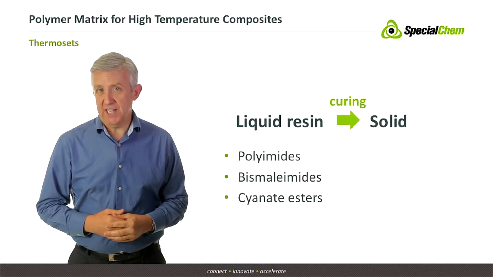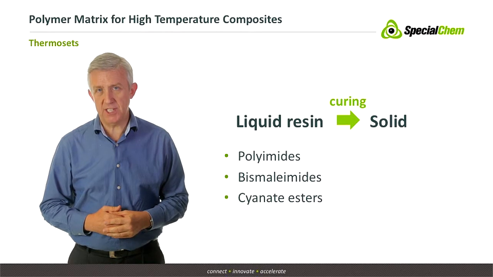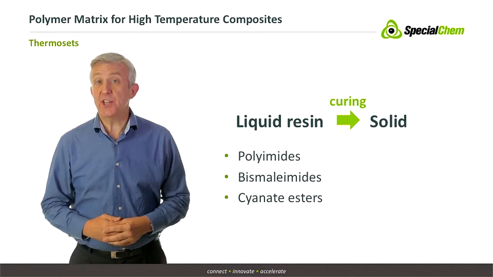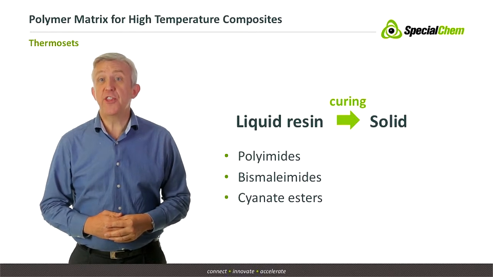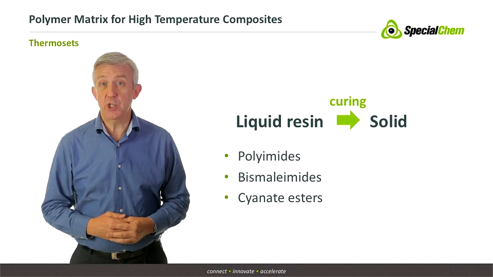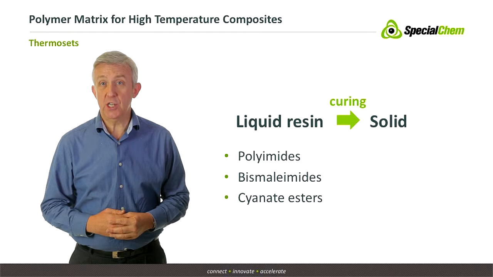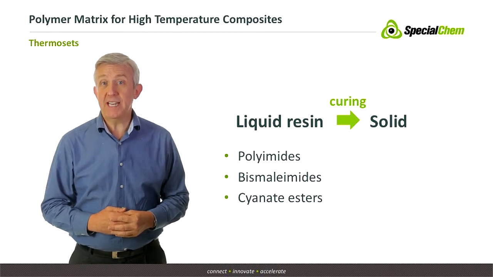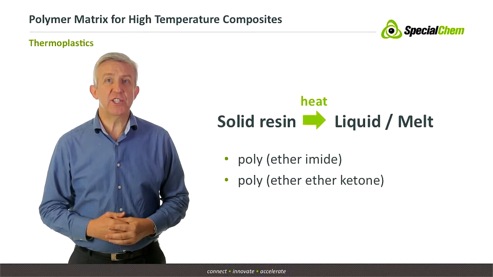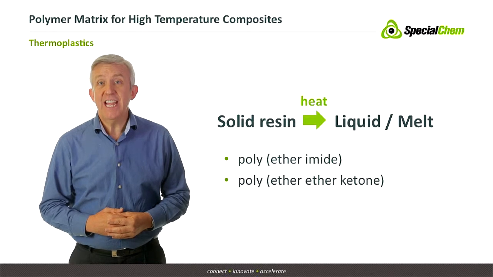Let's start with thermosets that can be used as the matrix material in your high temperature composite. A general distinguishing feature of thermosets is that they begin as liquid resins that thermally cure to solids. Thermoset resins that can be used as the matrix material in your high temperature composite include polyimides, bismaleimides and cyanate esters.